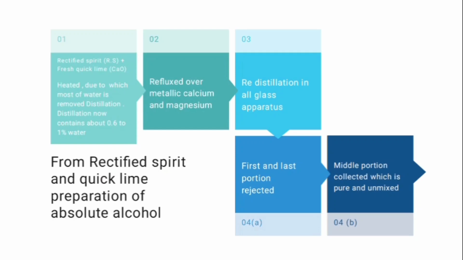Preparation of absolute alcohol from rectified spirit and quicklime. Rectified spirit and quicklime are added and then they are heated, due to which most of the water present is removed. After that, this is subjected to distillation. After distillation, there is only about 0.6 to 1% of water, and then the solution is refluxed over metallic calcium and magnesium, and then it is redistilled in all glass apparatus. The first and last portions of the distillate are rejected, and the middle portion contains pure and unmixed absolute alcohol.